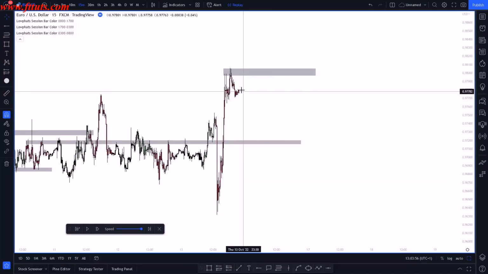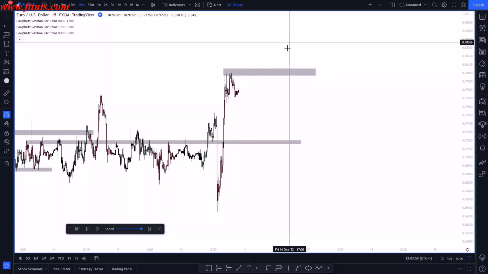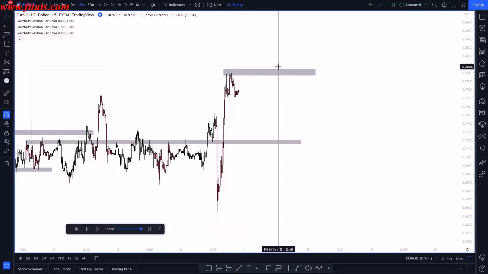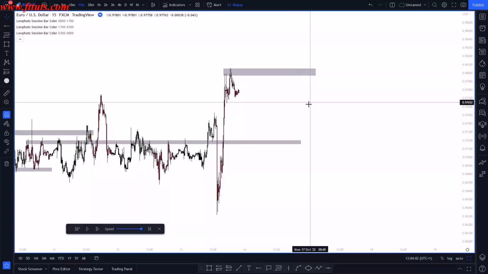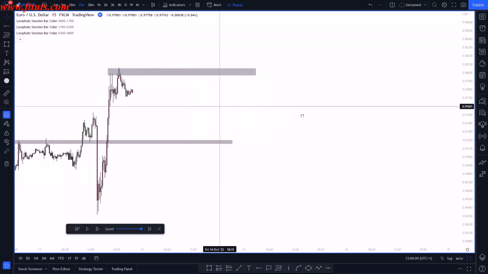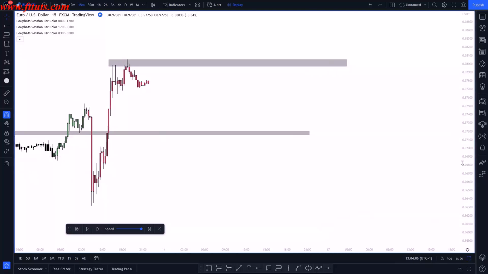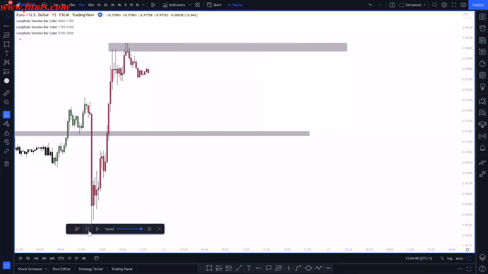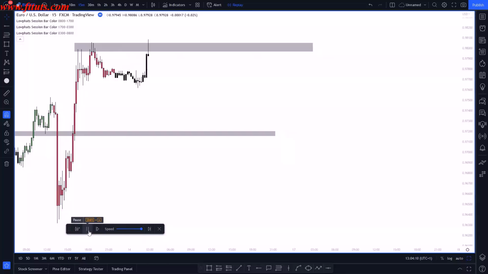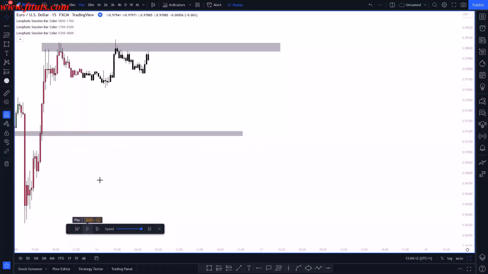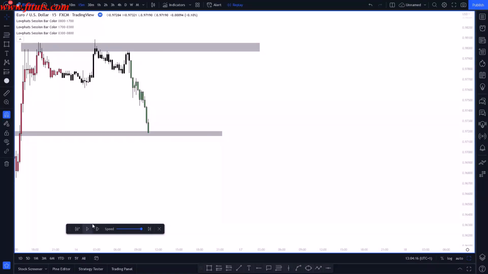So either we're looking for a pullback to this zone and a bounce up, or we're looking for a break and retest of this zone and then a bounce up. It just depends what Asian and London session do. So that's what I'm going to play out right now. So this is Asian starting. It pushes round. It actually taps into the high again and starts rejecting it. So this is just added confirmation that that is a strong zone.